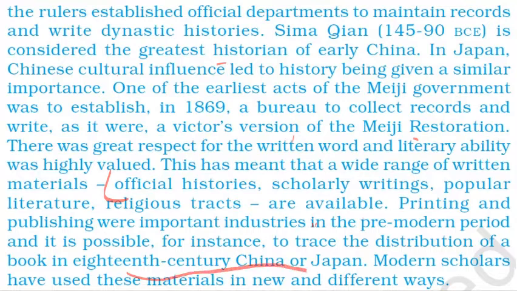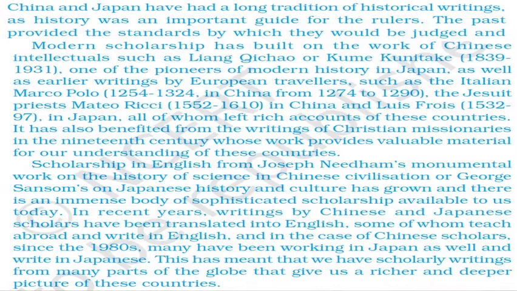Modern scholars have used these materials in new and different ways. China and Japan have had a long tradition of historical writing. As history was an important guide for the rulers, the past provided the standards by which they would be judged, and modern scholarship has built on the work of Chinese intellectuals such as Liang Qichao, and Kume Kunitake, 1839 to 1931, one of the pioneers of modern history in Japan.